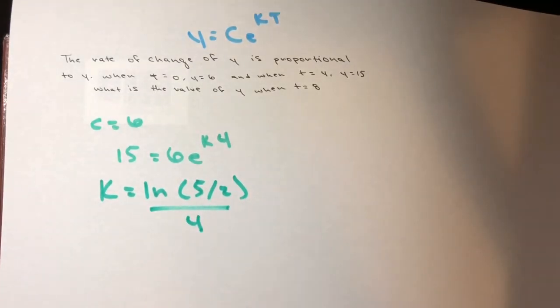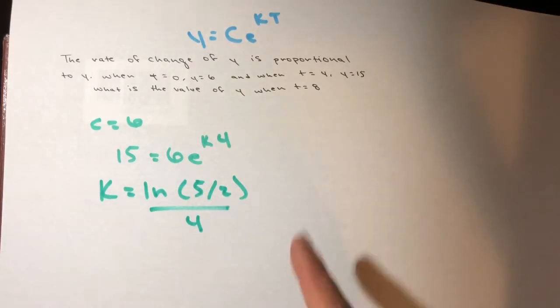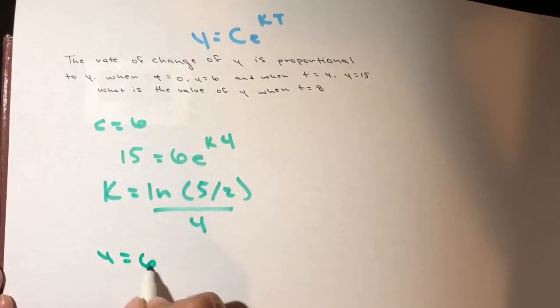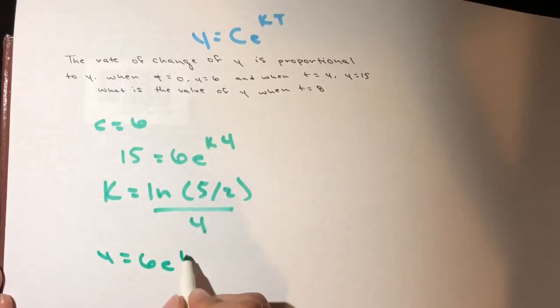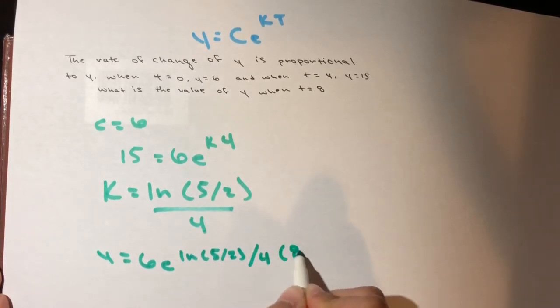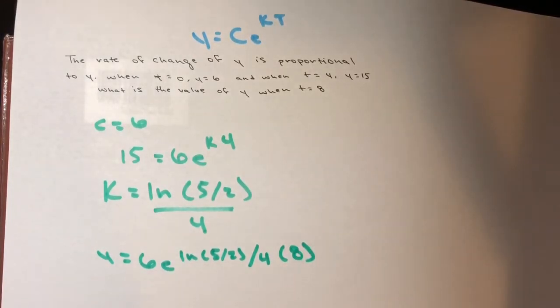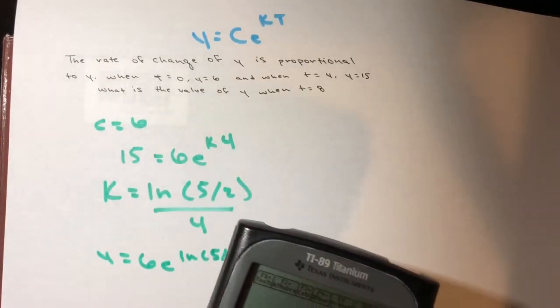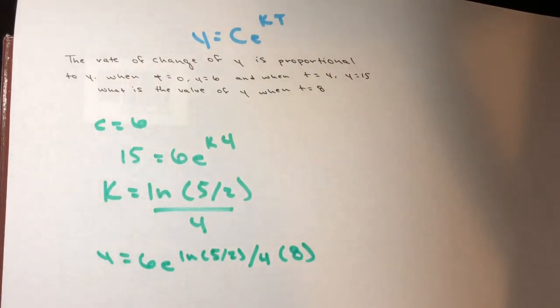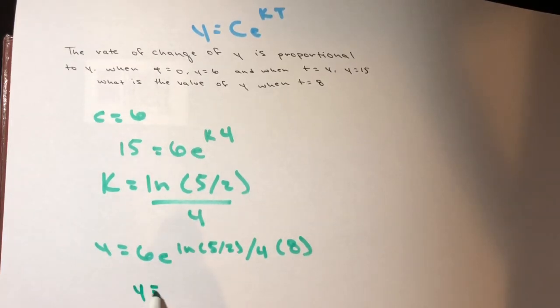So the next step would be to plug it back in, have all the variables we had prior, except this time our t is going to be 8, and we're trying to find our y. So it would be y equals 6e, and then we have this whole thing, so ln 5/2 over 4 times 8. And then you're just going to plug it in exactly as you see it. So we're going to do 6e, this thing, times 8. And your answer is going to be y equals 37.5, and so on.